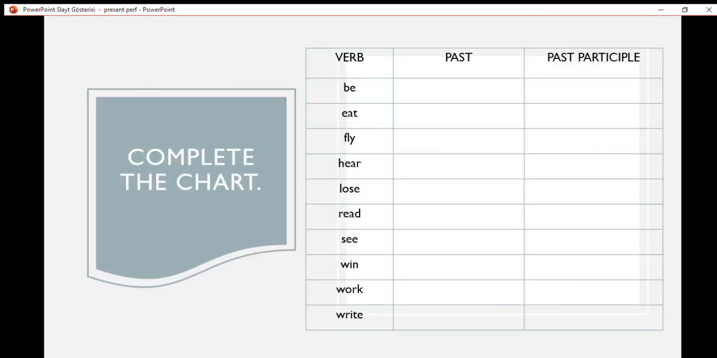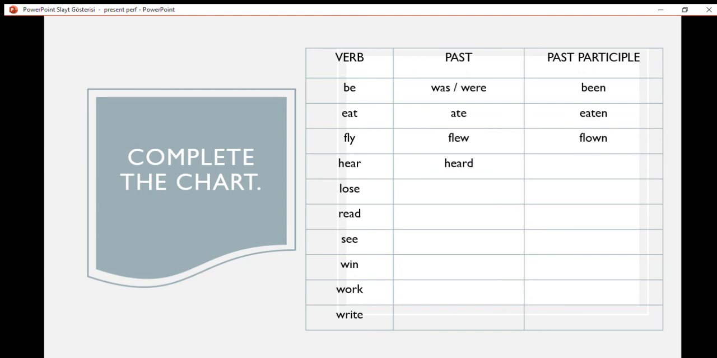Moving on. Here we have a couple of verbs and we're going to put them in the past form, the second form, and the third form of them. Let's remember: be, am, is, are, past was, were, and past participle, the third form, been. Eat, ate, eaten. Fly, flew, flown.